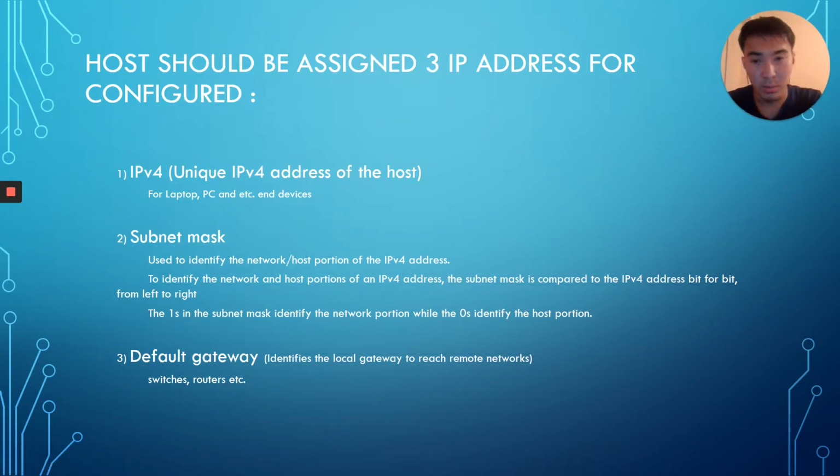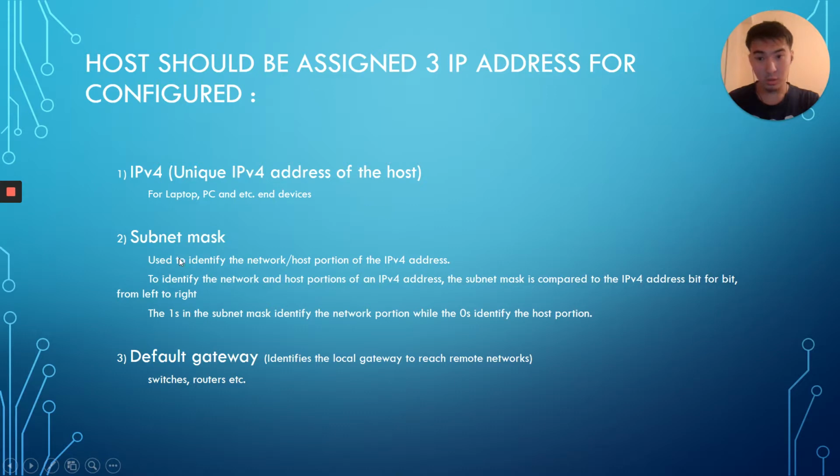A host or some device should be assigned an IP address to be configured. The first IP address is the IPv4 address. It's the address of the host, the IP address for a laptop, PC, and so forth. We must also have a subnet mask, the second address to be configured.